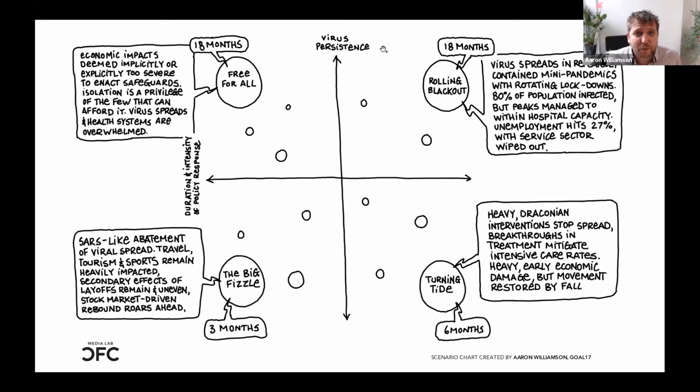On the bottom part with low persistence and kind of not an intense policy response is, we called the big fizzle, is that this turned out to be a democratic conspiracy, as we heard, and this was kind of much ado about nothing. And despite our fears, it just went away. And although there would be some kind of initial impacts that we've already seen in terms of jobless rates and layoffs, deep economic impacts wouldn't really.